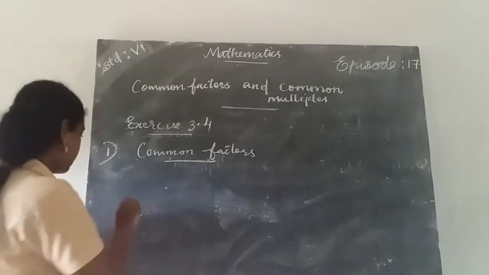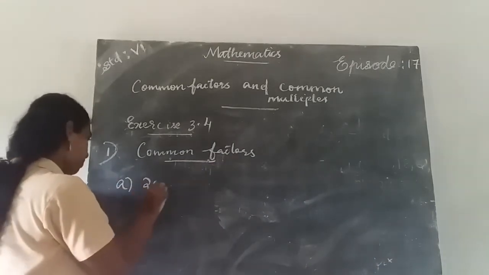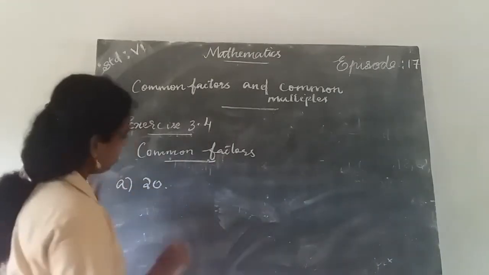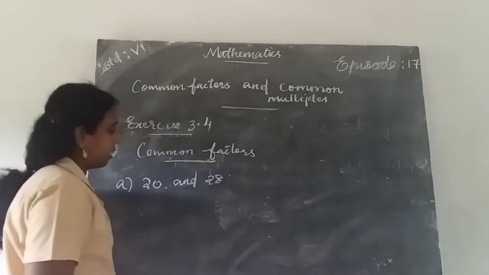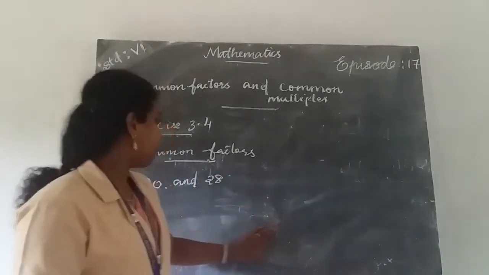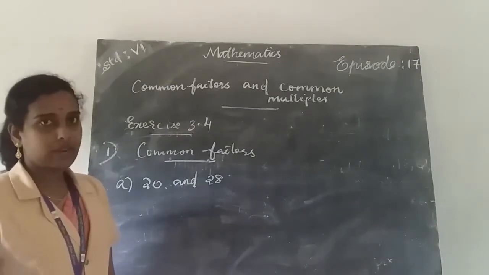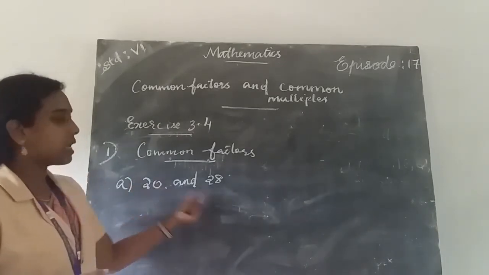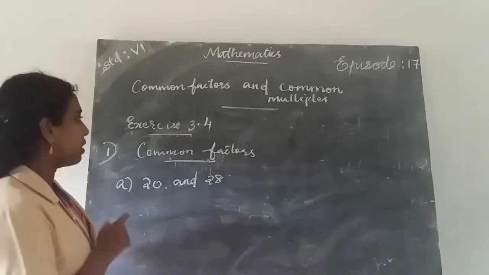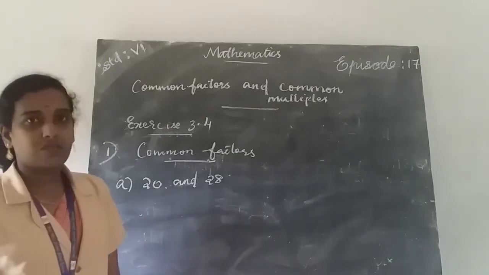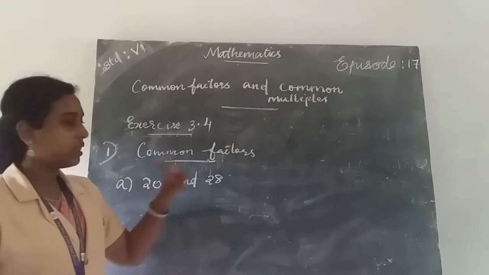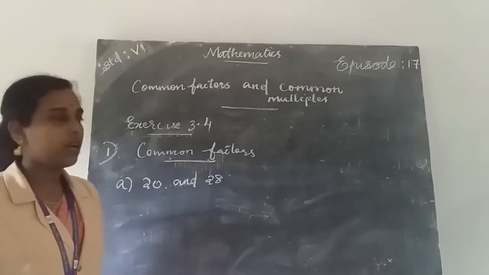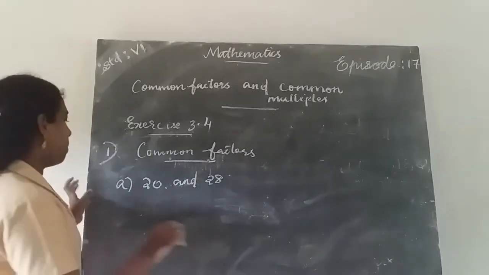The first question is 20 and 28. We already studied how to find the common factors of given numbers. Here the given numbers are 20 and 28. We want to find the common factors of 20 and 28. For that, we first find the factors of 20, then the factors of 28, then find the common factors. Okay. So, answer.